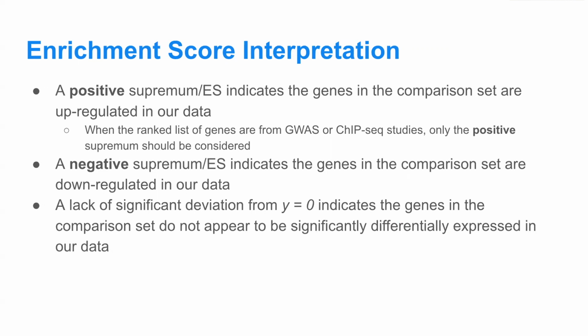A negative supremum, like the one that we got in our example just now, indicates that the genes in the comparison set tend to be downregulated in the data, or they were downregulated in class B compared to class A. And then, of course, if you have no significant deviation from y equals 0, or your line is pretty horizontal, this generally indicates that the genes in the comparison set aren't really significantly differentially expressed in either direction in the data that you input.